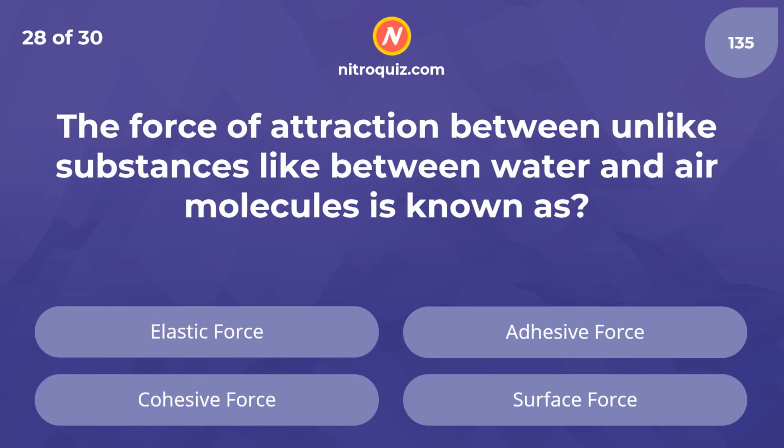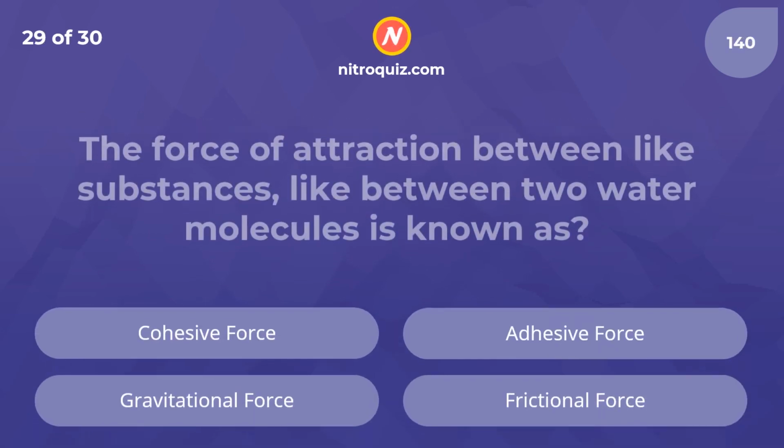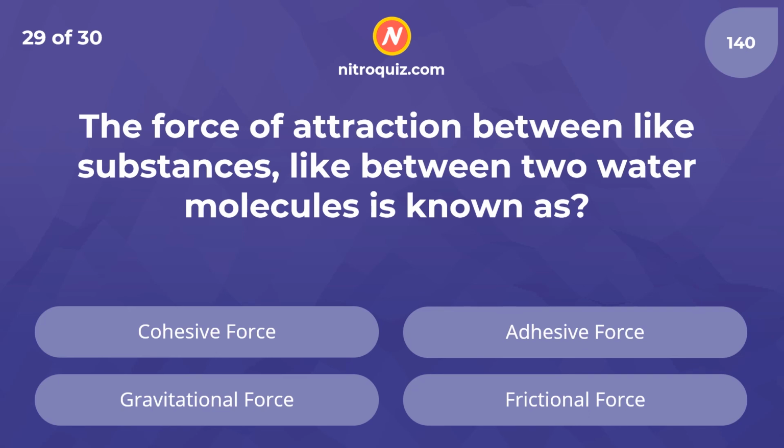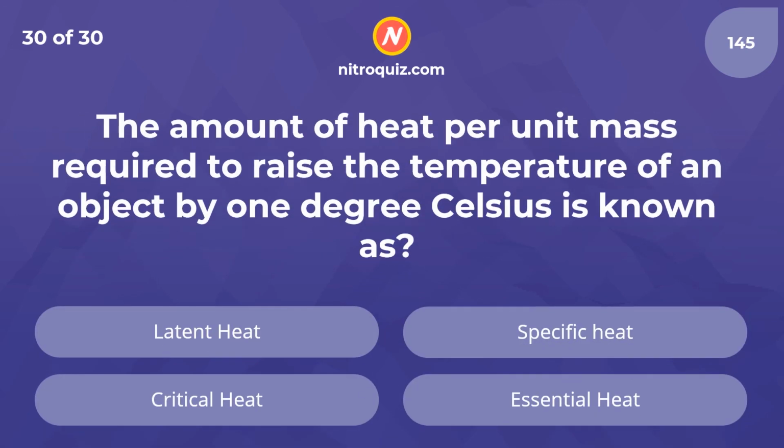The force of attraction between unlike substances, like between water and air molecules, is known as... Answer is adhesive force. The force of attraction between like substances, like between two water molecules, is known as... Answer is cohesive force. The amount of heat per unit mass required to raise the temperature of an object by 1 degree Celsius is known as... Answer is specific heat.